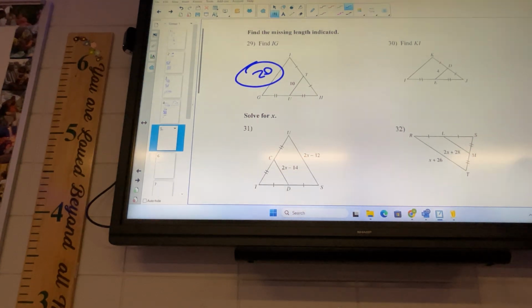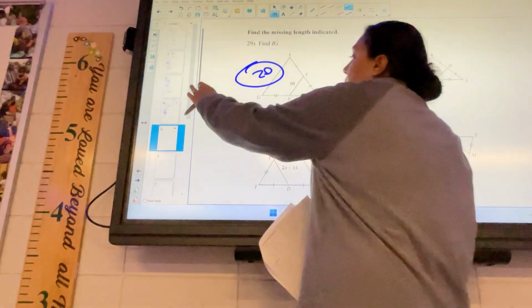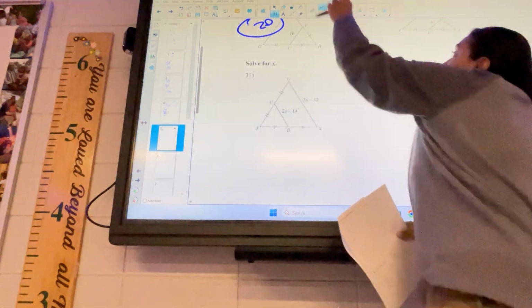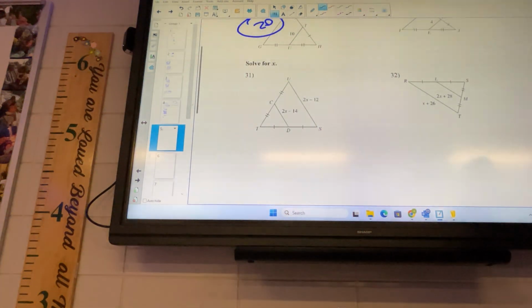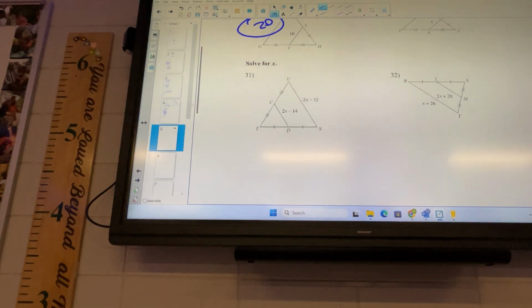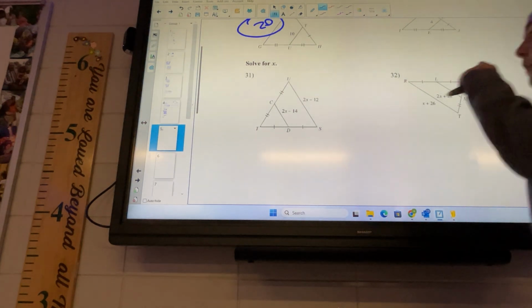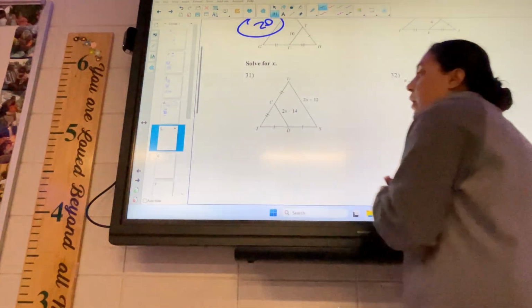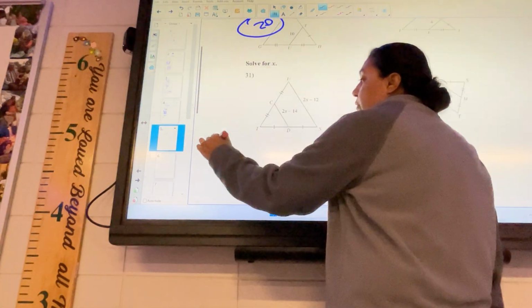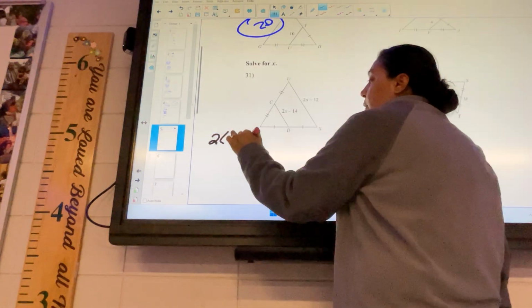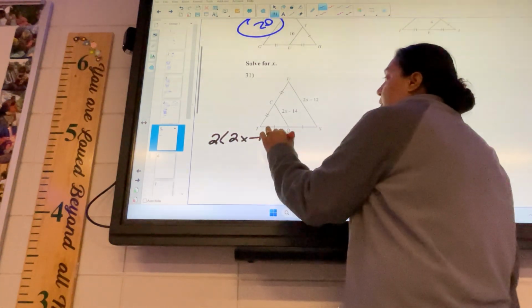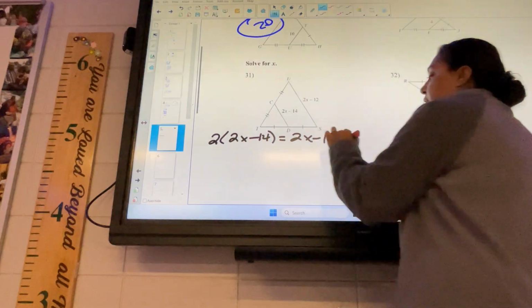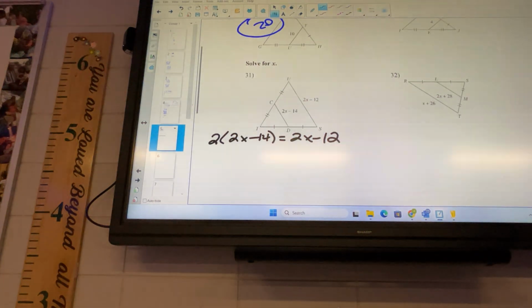31. What is the formula? 2x minus 14 equals 2x minus 12. Okay, so it's 2 times the small one equals the big one. So it's going to look like 2 times the small one, so 2x minus 14, equals the big one, so 2x minus 12. Good job, Tristan.